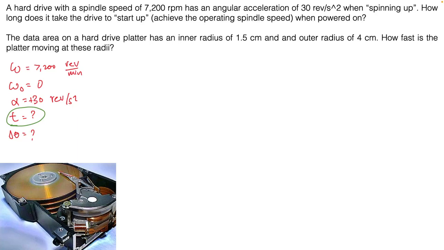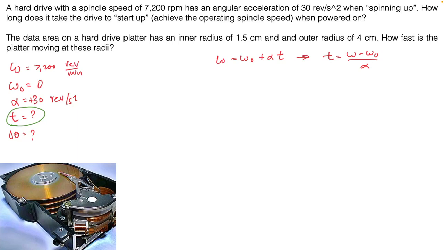All right, it shouldn't have taken long. Which one? First one. Because we know everything except the time in that one, right? And so strategy is what? Solve for T. Away we go. So T is going to be equal to omega minus omega naught over alpha.